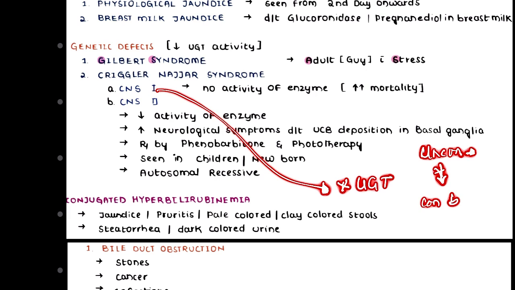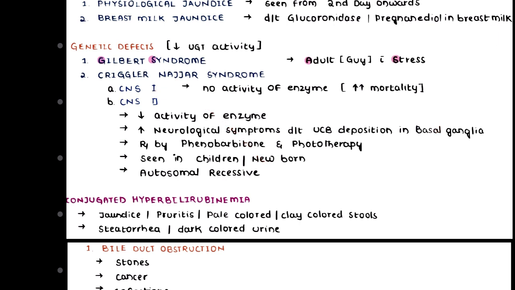As the amount of unconjugated bilirubin will be so high, it was combining with albumin, now it will saturate albumin, and as it saturates albumin, it will cross the blood brain barrier and reach the basal ganglia, where it will be deposited and cause permanent brain damage. Now what is this permanent brain damage called? It is called kernicterus. This condition is called kernicterus.